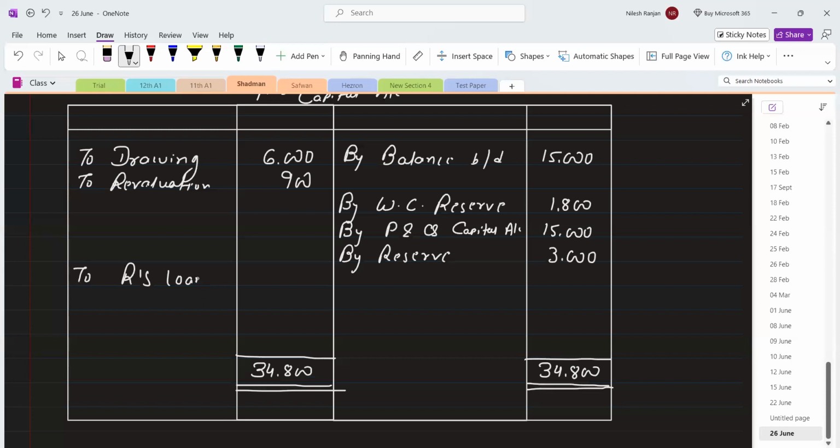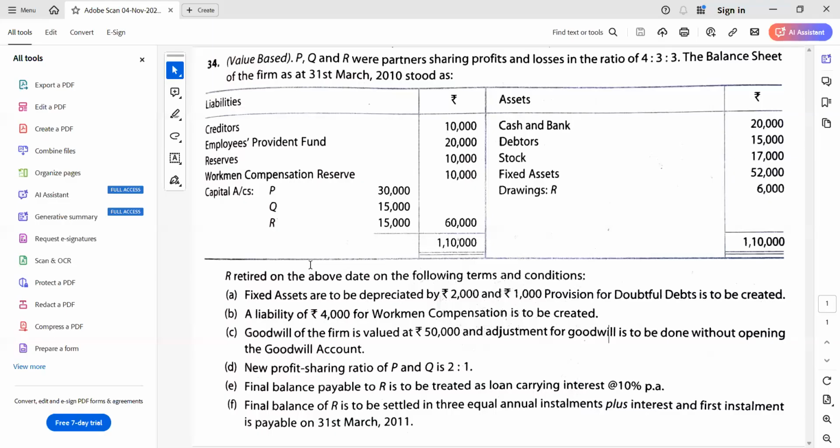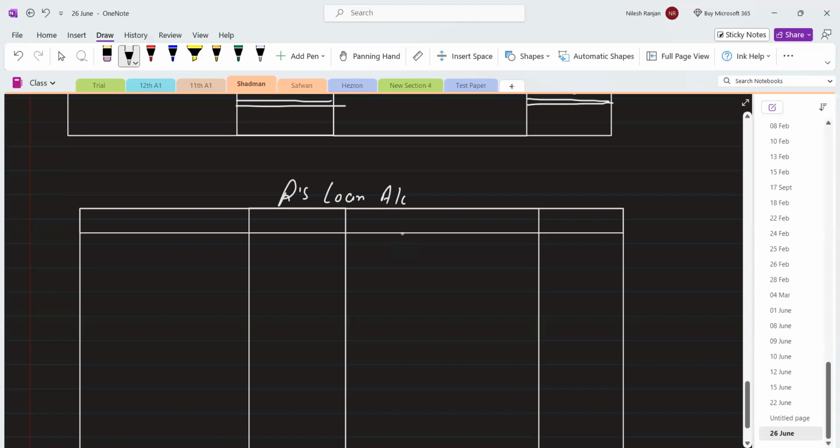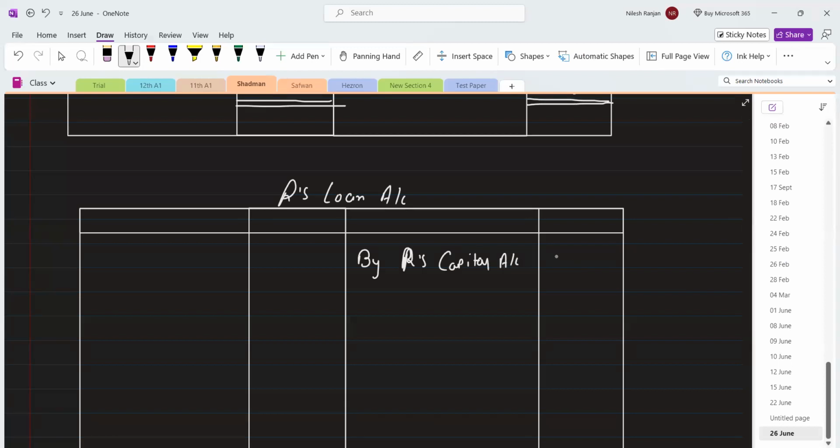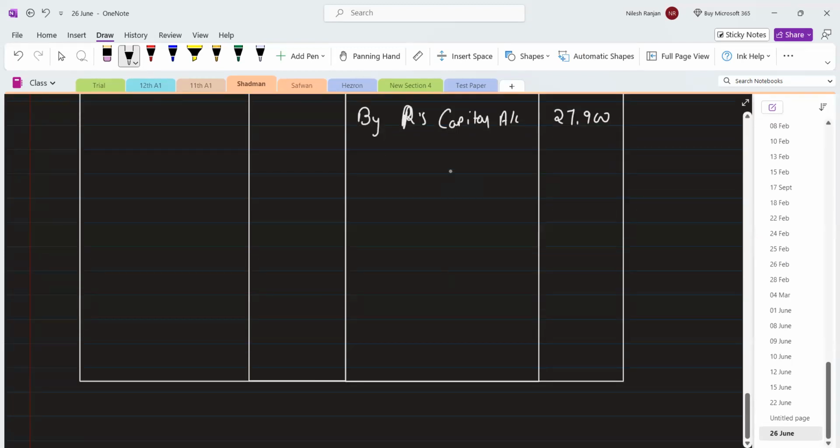To R loan, it will be 27,900. Final balance of R is to be settled in 3 equal annual installments plus interest, and the first installment is payable on 31st March 2011. We are preparing this on 31st March 2010. So the balance is transferred on this date by our capital account. It is 27,900.